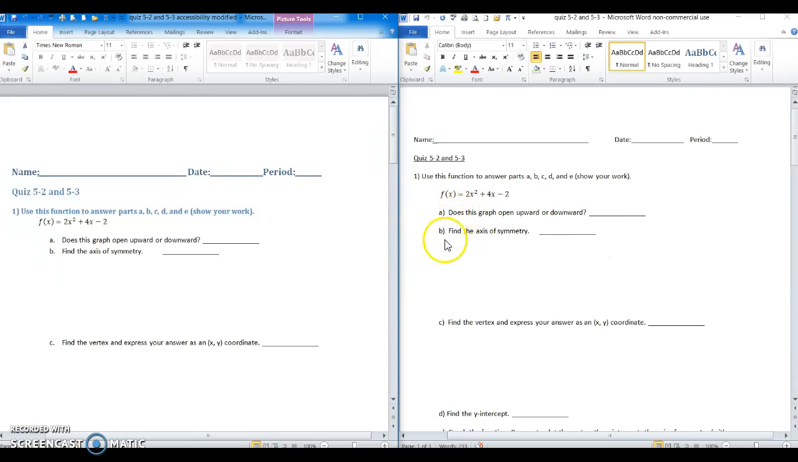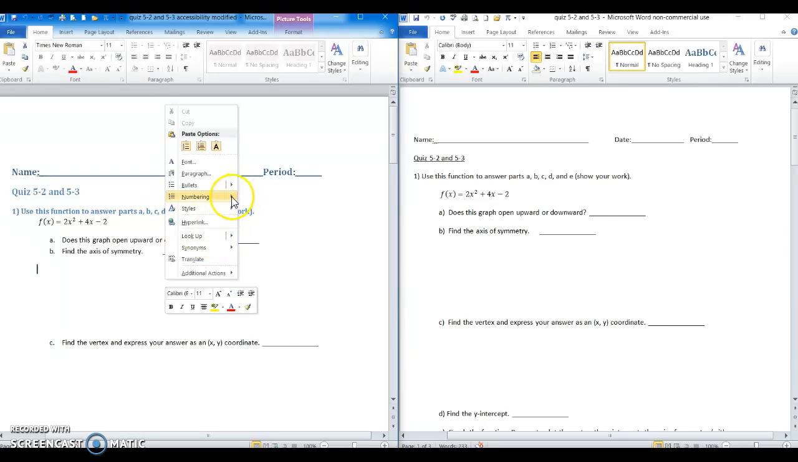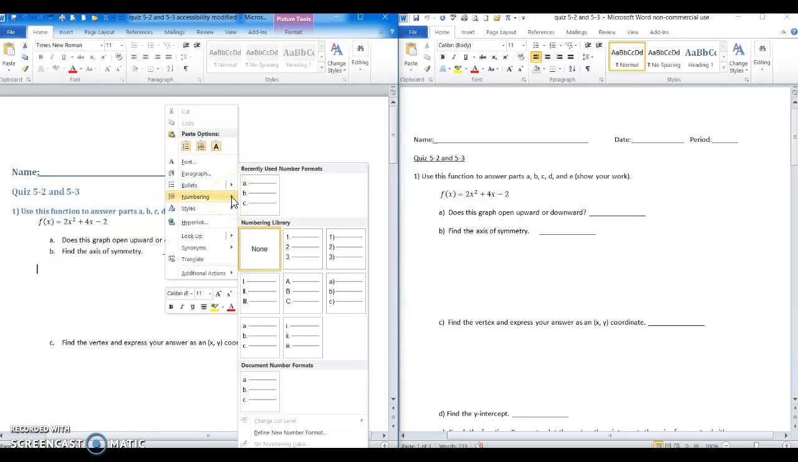These I had created on my own just using tabs and stuff, but this I actually used the numbering built into Word.